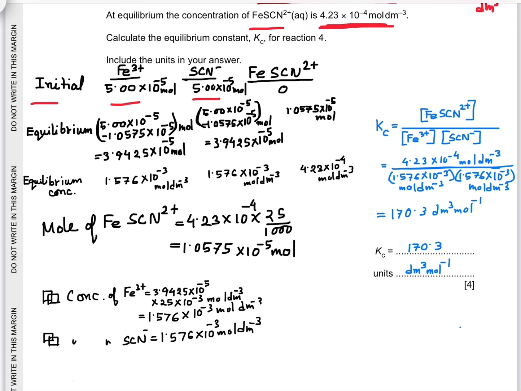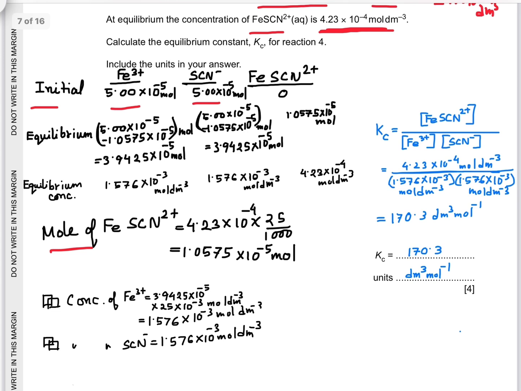So, we know the concentration of the product and we know the volume, which is 25 × 10^-3 dm cube. So, from there we can figure out the number of mole. Here is our concentration in mole per decimeter cube and this is the volume in decimeter cube. From there we get the mole of ferric thiocyanate 2+ is 1.0575 × 10^-5 mole. So, this is the reacted mole. We can write reacted mole just to better understand.